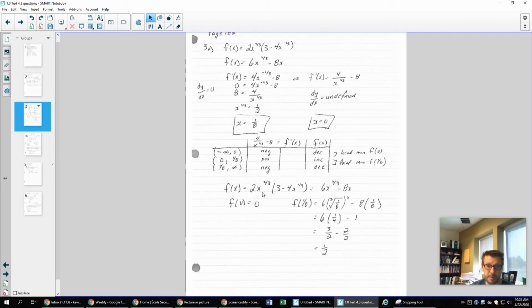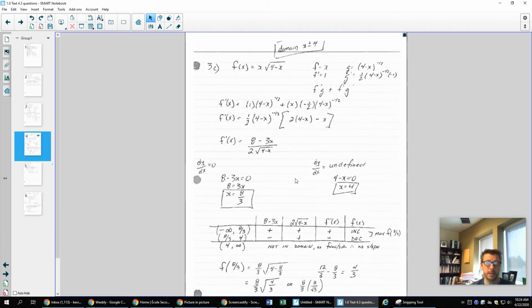And again, then you do the math. You figure out what's your maximum, what's your minimum. Your local minimum is f of 0, and f of 0 is 0. And your local maximum is at 1/8. So you put 1/8 into the function, and you get the answer of 1/2. So 1/2 is your local maximum value.